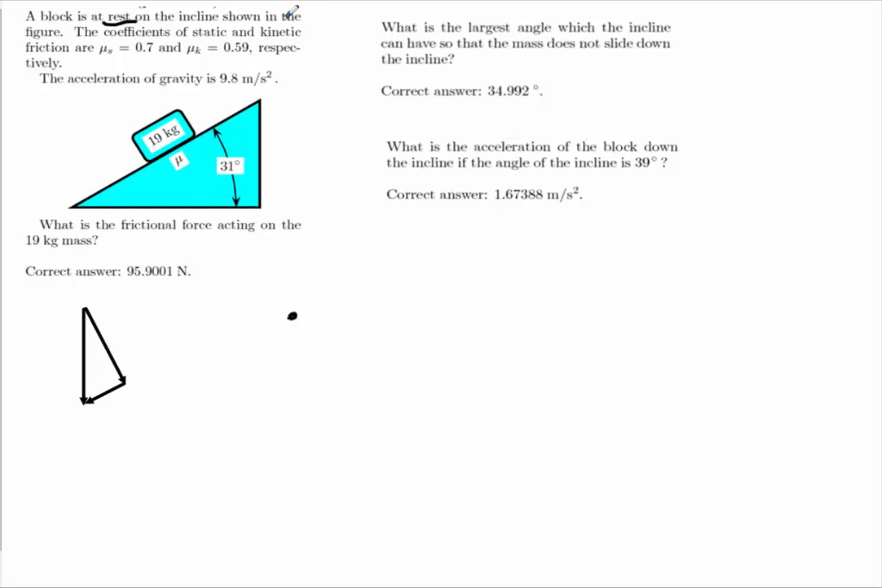So get the calculator out again. 19 times 9.8. It's 186.2. This angle here would be your 31 degrees. This would be 186.2 times the cosine of 31 degrees. And this is 186.2 times the sine of 31 degrees. Run those numbers.